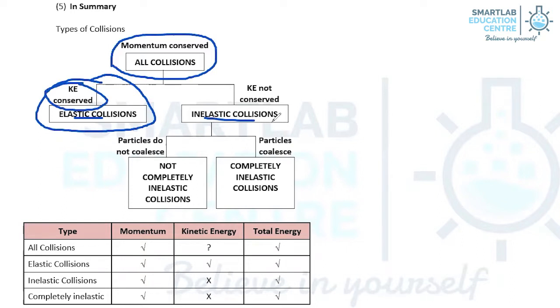In the case of inelastic collisions, you can further rationalize them into two types. One is completely inelastic, whereby the colliding bodies actually join together as a single body thereafter. And the other is that it's not completely inelastic, which means the particles do not coalesce.